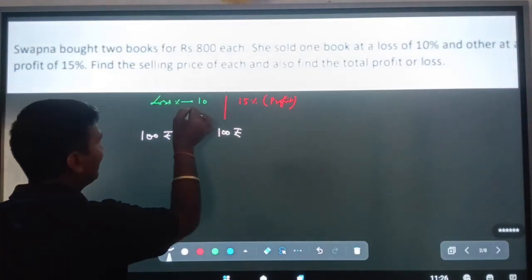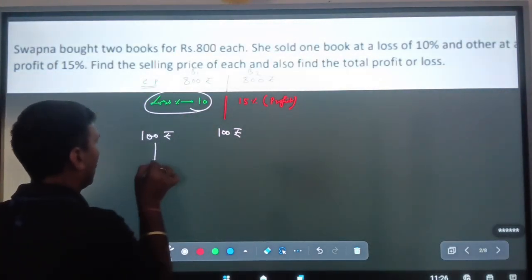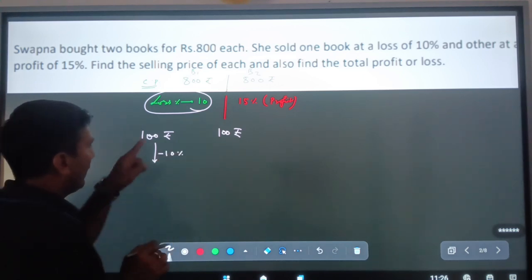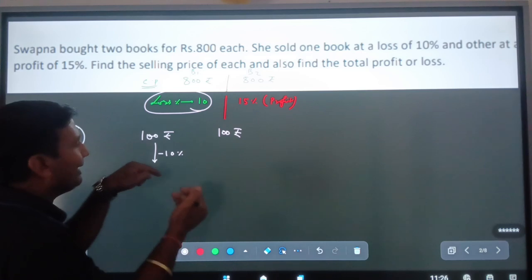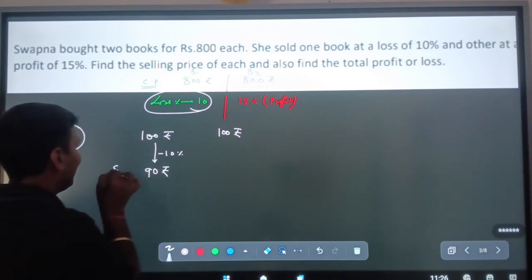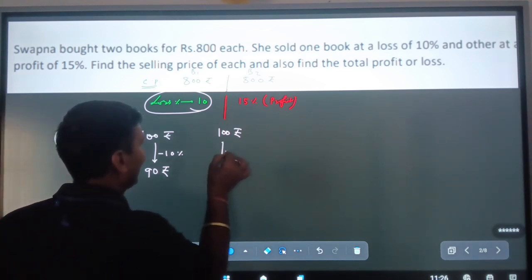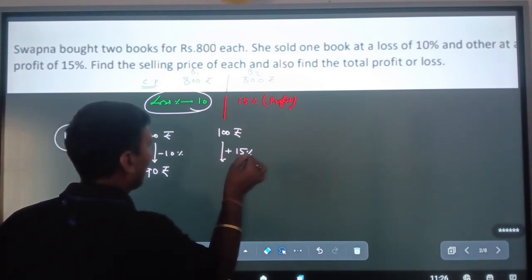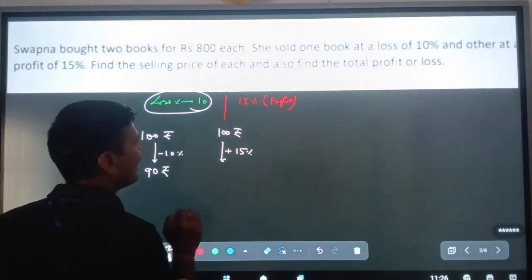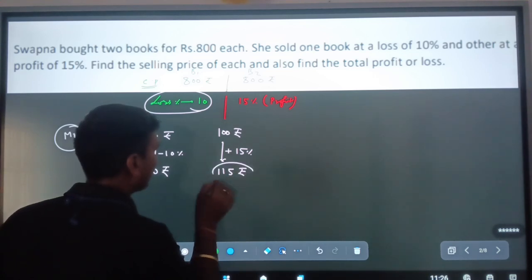Now she was selling that book at 10% loss. It means it is going to be deducted. That means out of 100 she is taking 10 less. So obviously 90 rupees will be the selling price of her first book. And what about the profit? The amount will be increased, and out of 100 she is taking 115. So it is going to be 115 rupees.